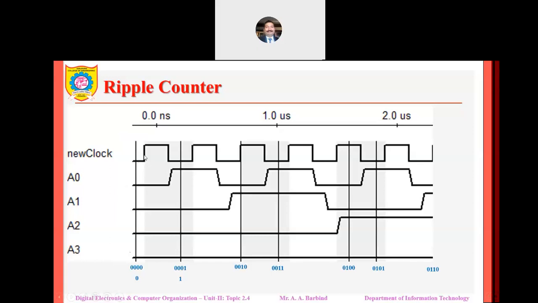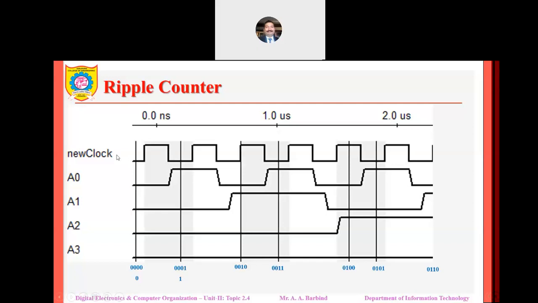The clock becomes 1. So this is the positive edge of the clock, and because the T flip-flops are negative edge triggered, the positive edge will not change the state of the flip-flop. But after some time, the clock goes low from the high state. This is the negative edge. The clock falling from 1 to 0 is the negative edge.